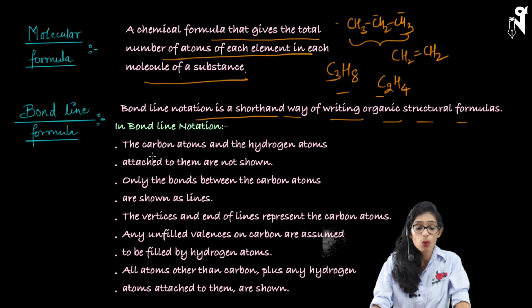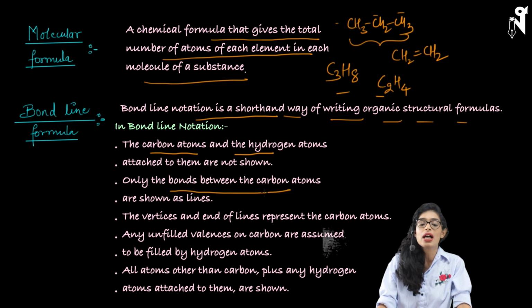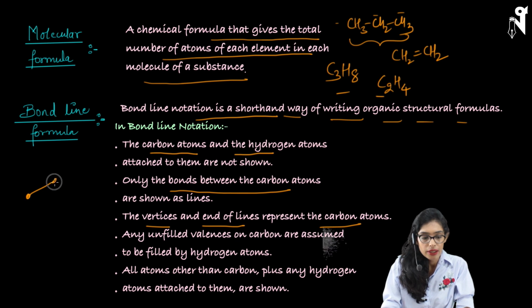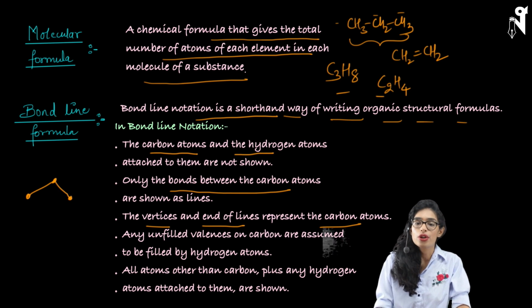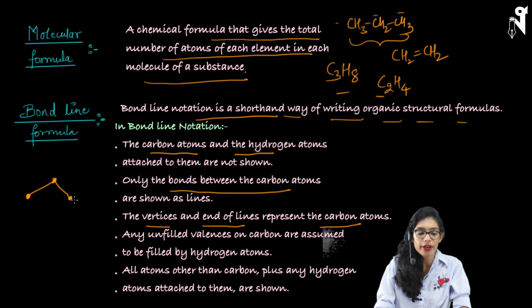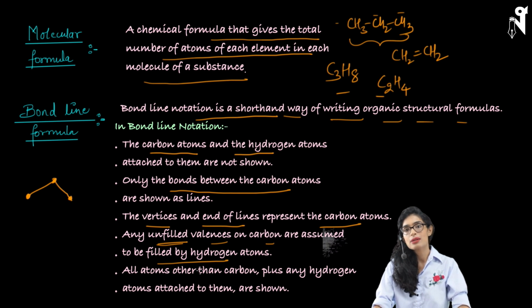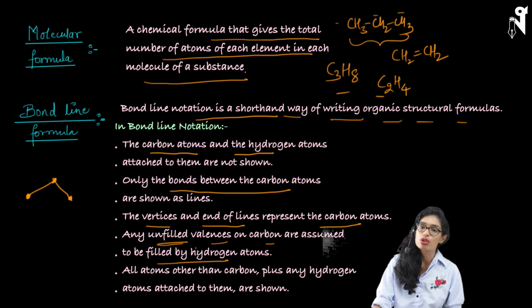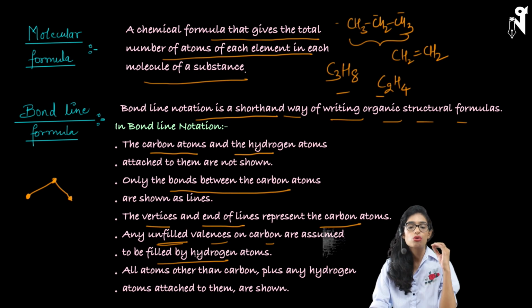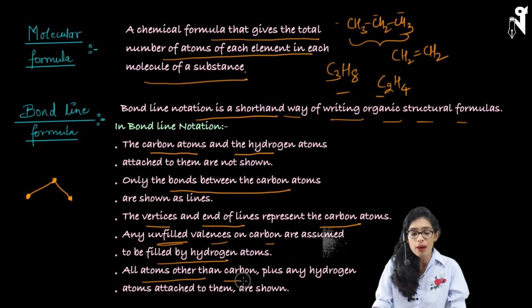In bond line notation, what we do is we do not show carbon and hydrogen atoms. Only bonds between the carbon atoms are shown, and the vertices and ends of the line represent the carbon atom. So basically, this is what your bond line structure is. So ends of your line represent the carbon atoms. Any unfilled valencies on the carbon are assumed to be filled by hydrogen atoms. This is something which I have already explained. We assume that the valencies are fulfilled by hydrogen already, and hence we do not show hydrogens, we do not show carbon. All other atoms other than carbon, plus any hydrogen atoms attached to them, are shown.